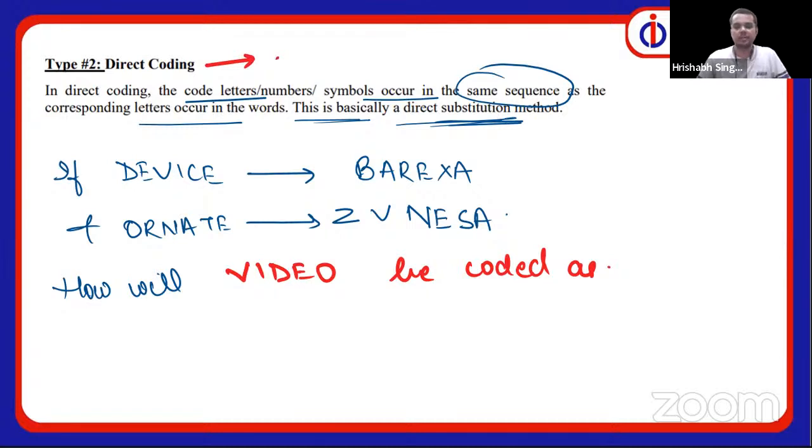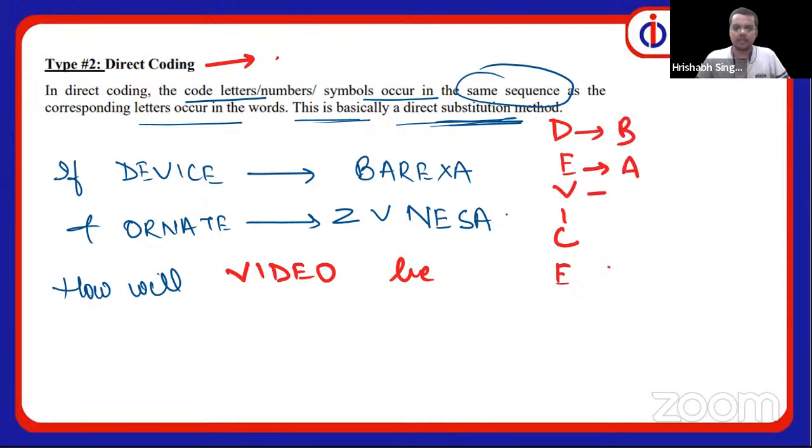What is direct substitution? See here, I will rewrite it. Here D is coded as B, E is coded as A, V is coded as R, I is coded as E, C is coded as X, and E is again coded as A. So this is direct substitution. In the question, it is already given that directly you can substitute one letter for the other. Similarly, for ORNATE, it is direct substitution.